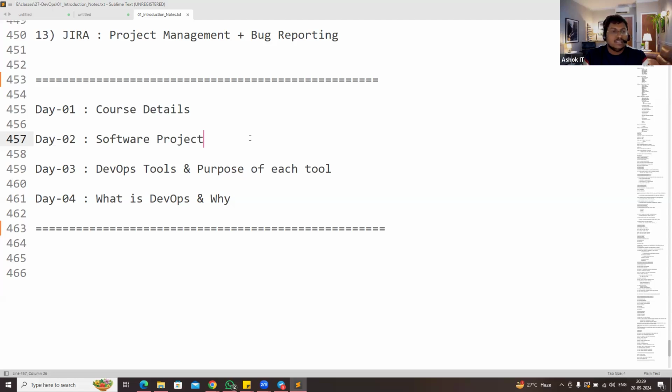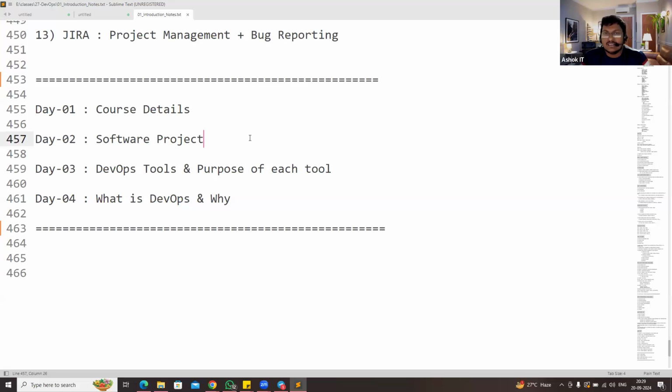Then in day 3, we discussed several tools which we need to learn as a DevOps engineer and the purpose of each tool that we discussed. And in day 4, that was yesterday, we understood what DevOps is and why we need to use this DevOps in the IT industry.